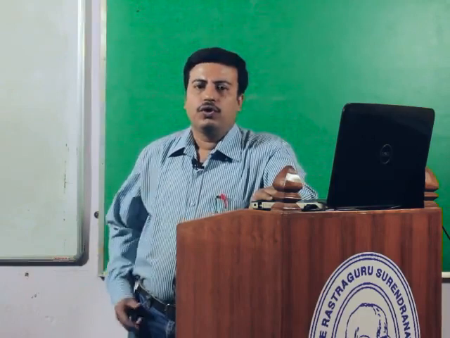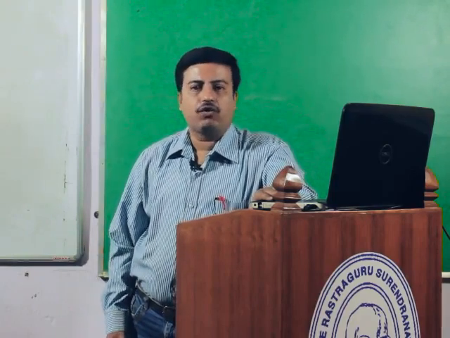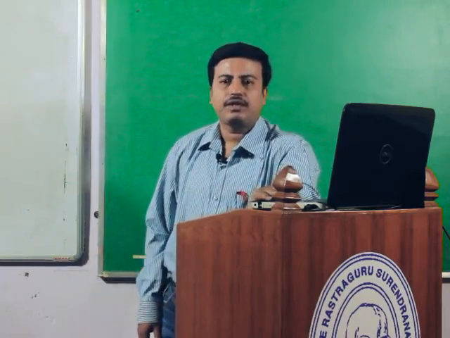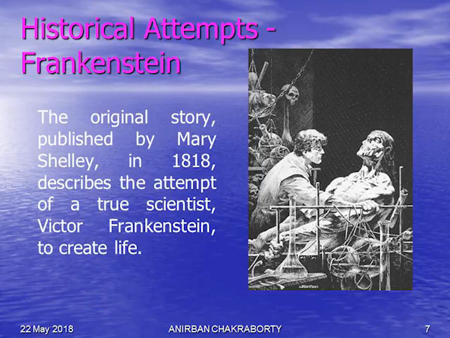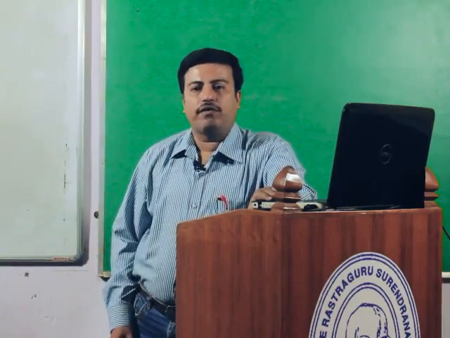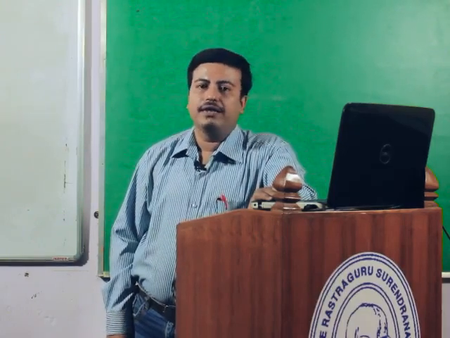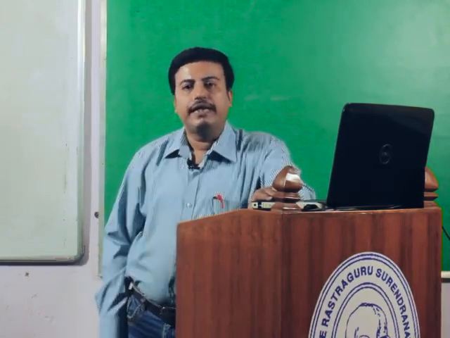Next, we would look at the historical background of the development of this subject, artificial intelligence. First are the historical attempts. In 1818, Mary Shelley wrote her famous story Frankenstein, where a scientist tried to make artificial life. However, at last he was unsuccessful in making the artificial human being, because due to an electricity problem he gave birth to a demon.